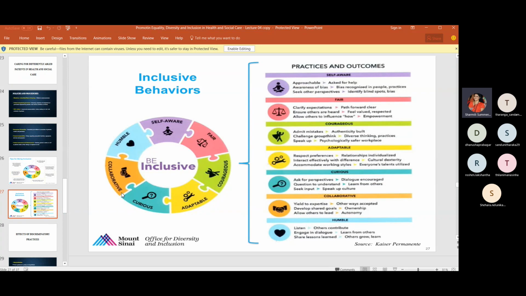Then collaborative. Yes, you need to work collaboratively with other healthcare personnel, your peers. And humble. Yes, you should be very kind and humble to all people. As a healthcare provider and healthcare professional, you need to be very humble. So these are some of the behaviors that you need to develop in order to be an inclusive individual in a particular team. If you practice all those things, these are the positive outcomes that you may have in an inclusive environment. So you can go through the tips and the inclusive behaviors.